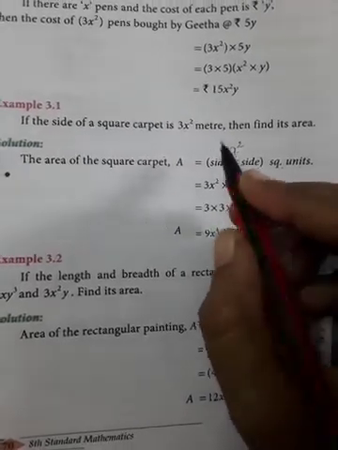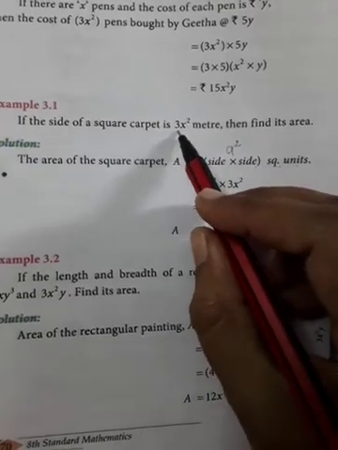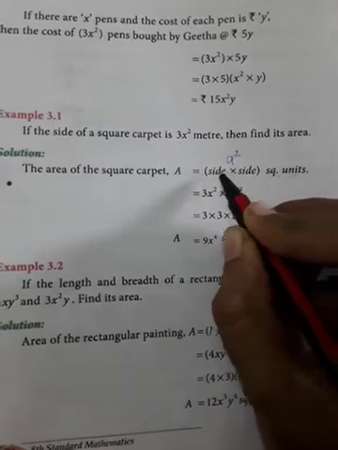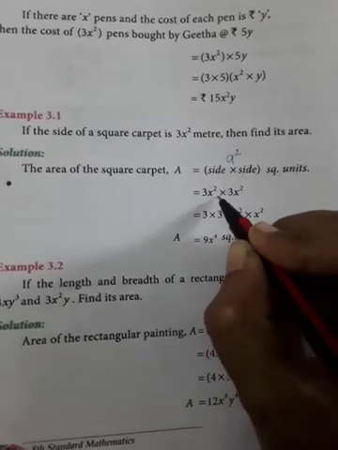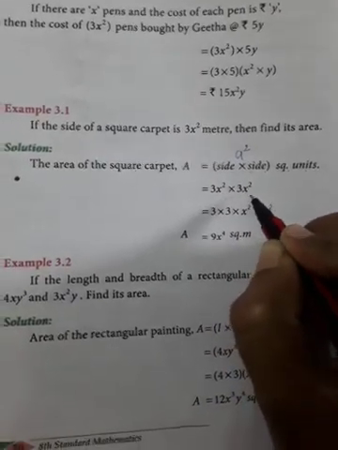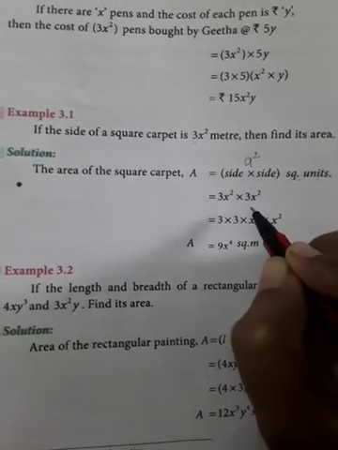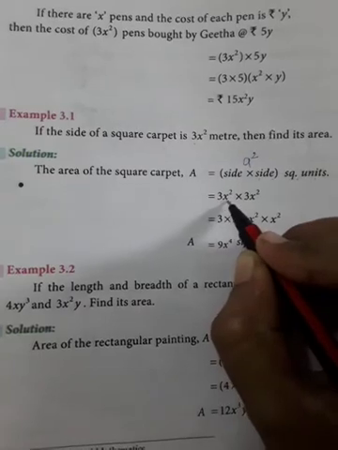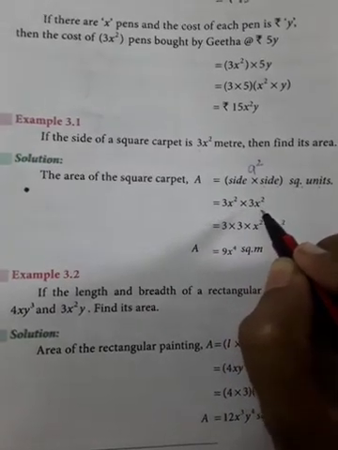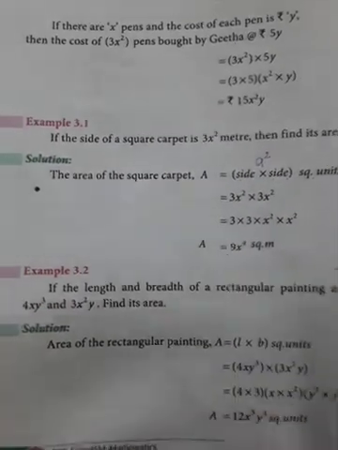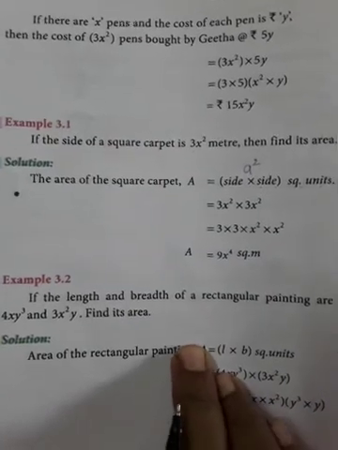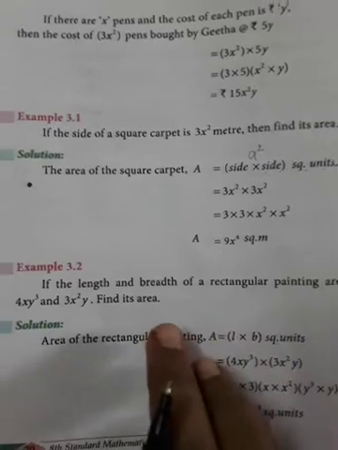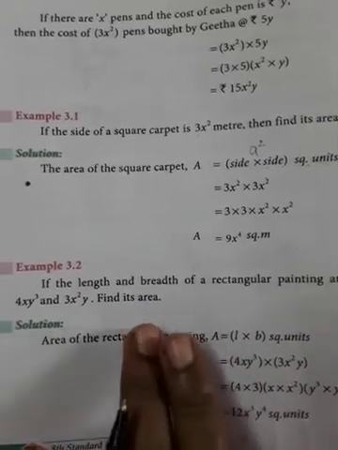So what is the side here? 3x square. Okay, so a square is a into a, that is side into side. So 3x square into 3x square. I will show how to multiply the expressions. Whenever you are multiplying terms or an expression, you can multiply the numbers and numbers alone, and the like terms alone.